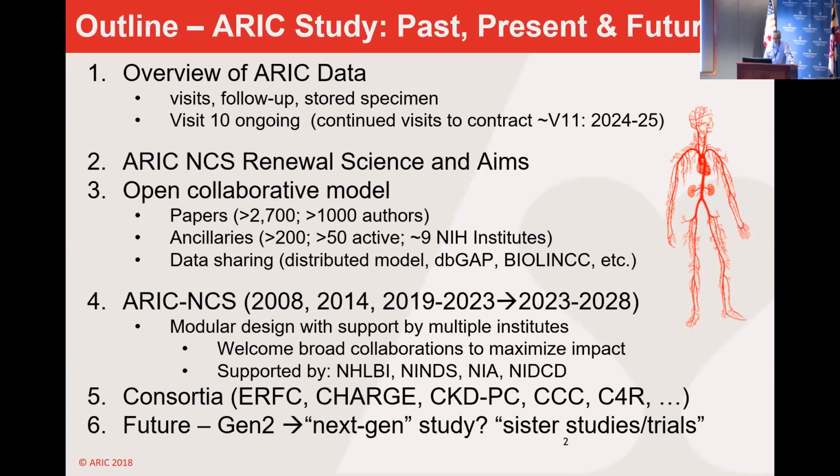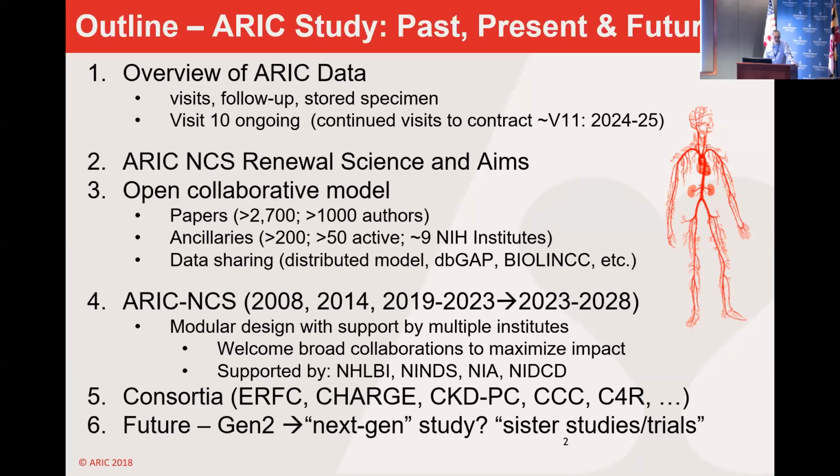So we're over 2,700 papers. I think a lot of the other studies are as well, over 1,000 authors, many ancillaries across many institutes, and we share the data across many repositories. There have been various, the ERIC neurocognitive study is one of our major studies now.